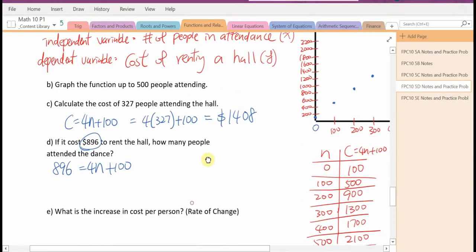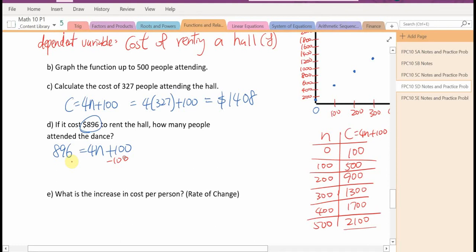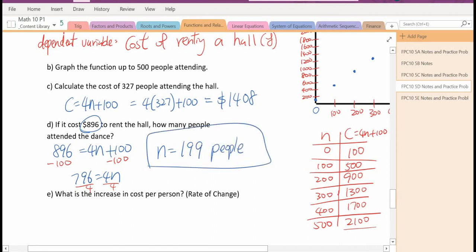Let me actually show you the work in this case. Minus 100 here, minus 100 there. You get 796 equals 4n. Then you divide by 4, divide by 4. You get n equals 199. Okay, so 199 people. And that would be the answer.